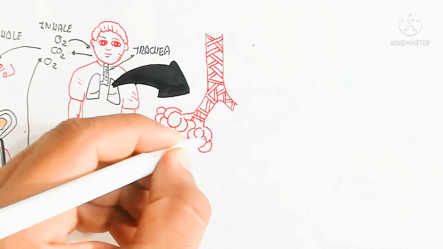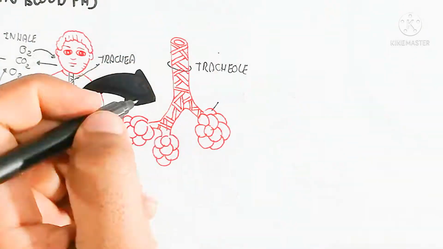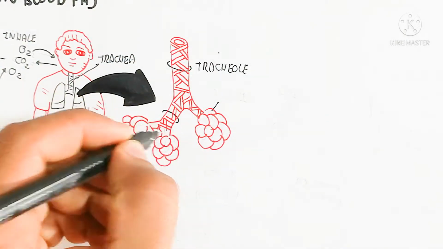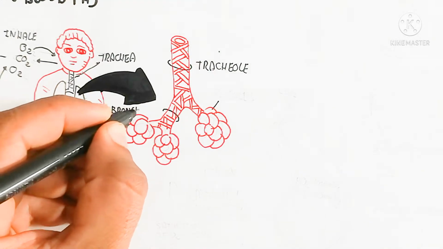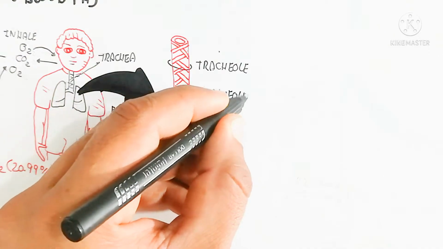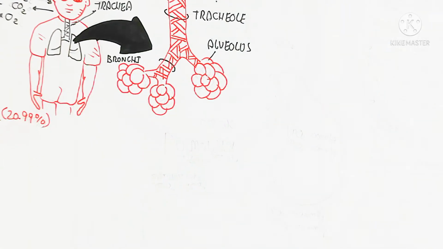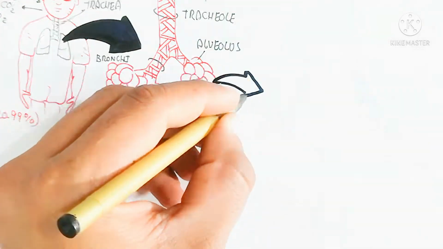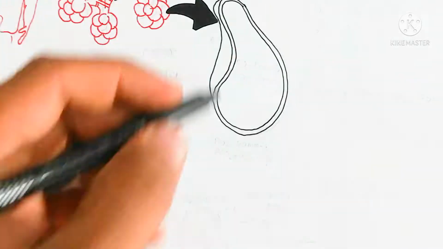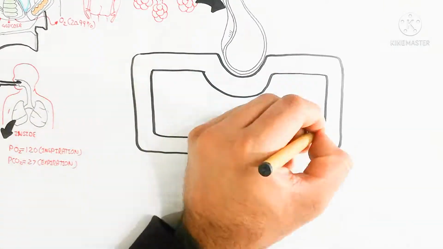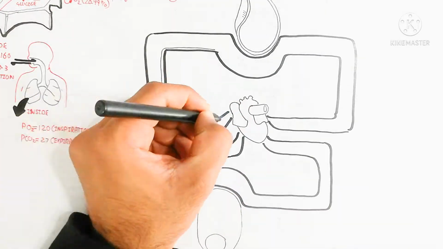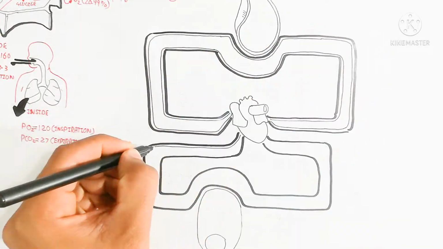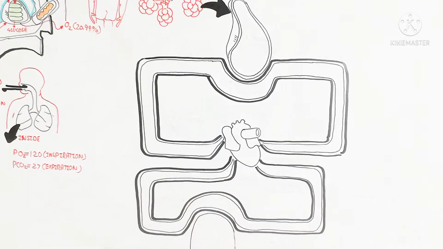So here the lungs contain the trachea, which divides into the bronchi and then the bronchioles, and in this way to the alveoli, the air sacs. I am drawing the air sac just for understanding. So let's begin with the circulatory system first, then we will understand the pulmonary circulation and systemic circulation.